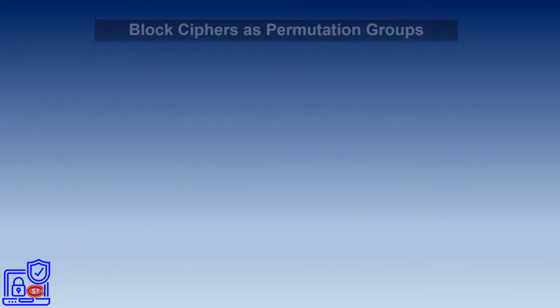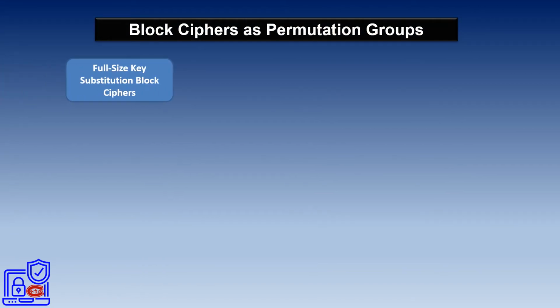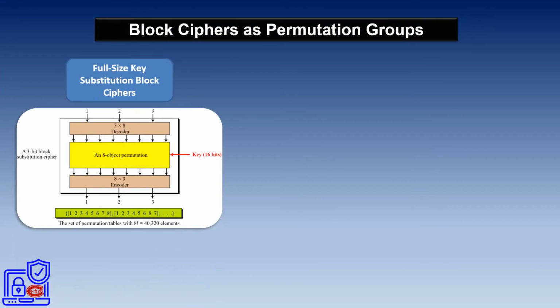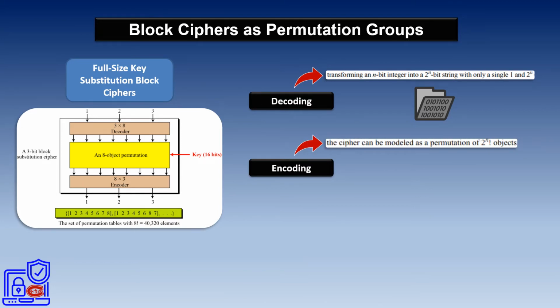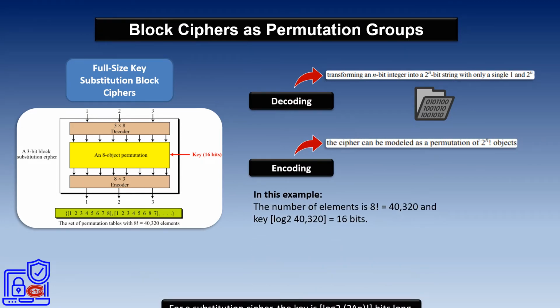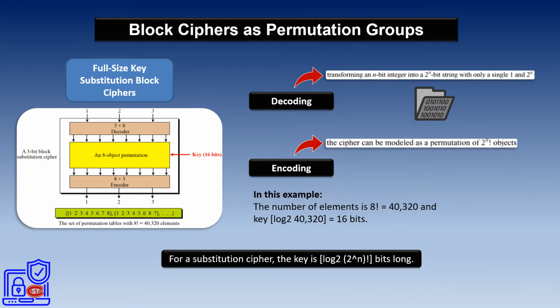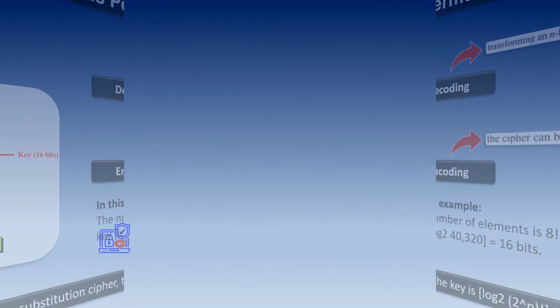The substitution cipher substitutes bits. We can model it as a permutation if we can decode the input and encode the output. Decoding is transforming an n-bit integer into a 2^n-bit string with only a single 1 and 2^n - 1 zeros. Encoding is the reverse process. In this example, the number of elements is 8! = 40,320 and the key equals 16 bits.